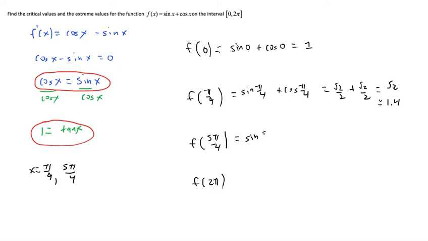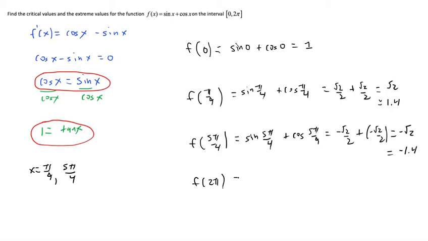What about 5 pi over 4? The sine of 5 pi over 4 plus the cosine of 5 pi over 4. Remember, 5 pi over 4 is in quadrant 3. So I know this is negative rad 2 over 2 plus another negative rad 2 over 2. This is just negative rad 2, which, once again, is approximately negative 1.4.